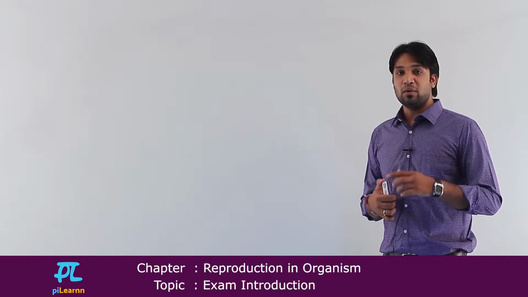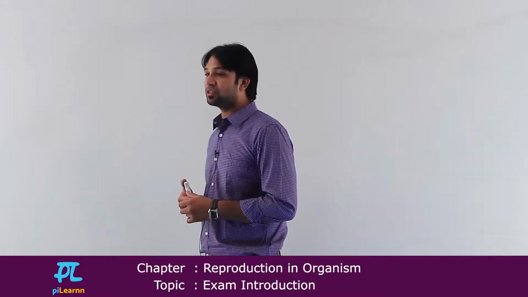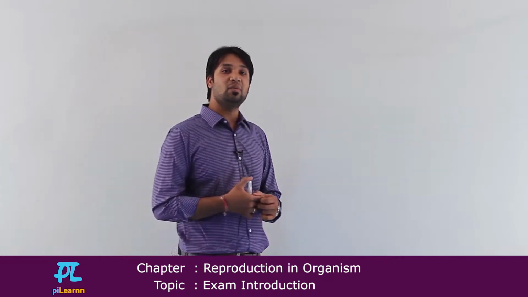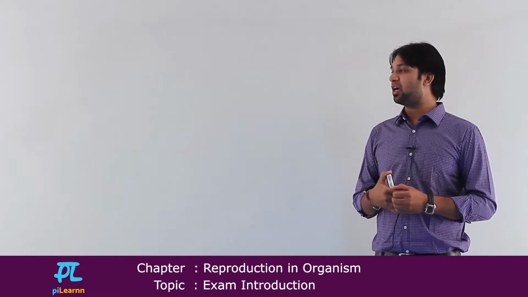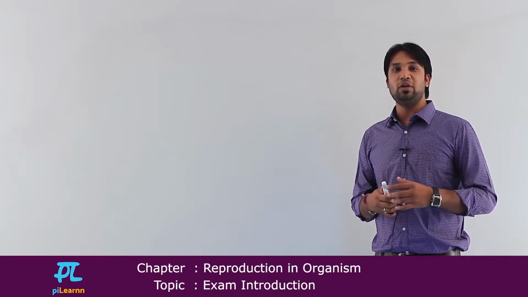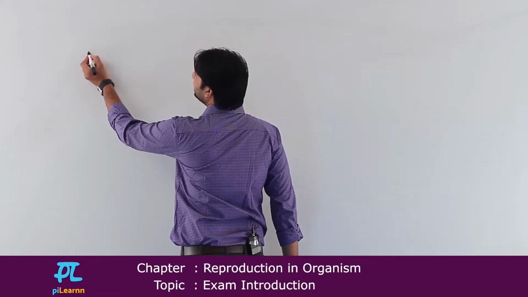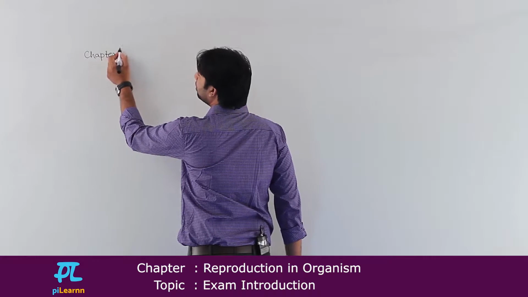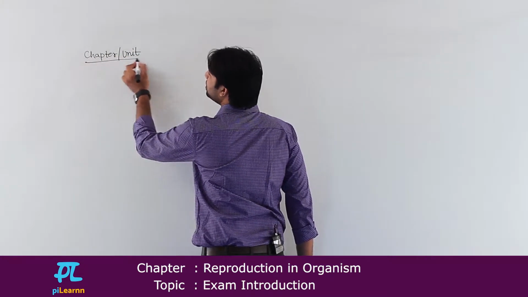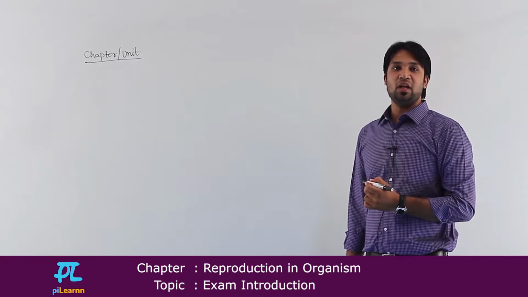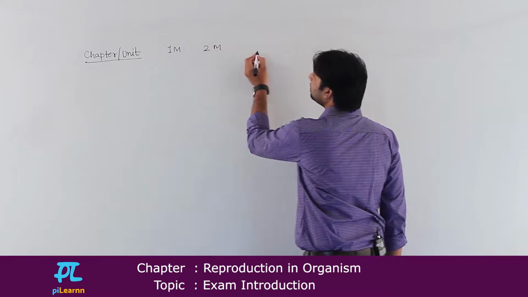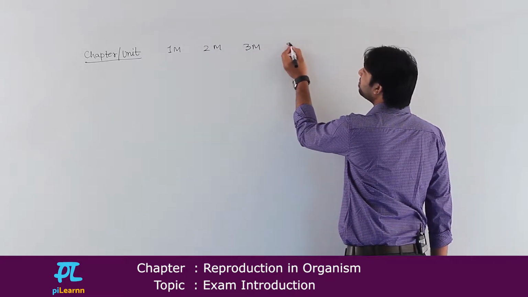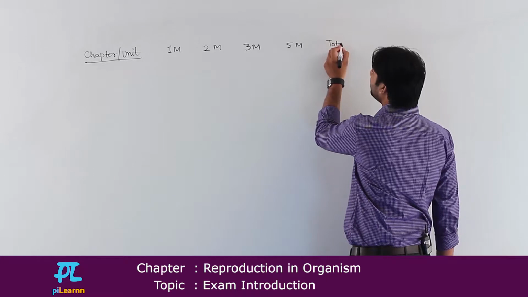So total, when you calculate all this, a 70 marks question paper will be there. And in that 70 marks question paper, you have to write all this, whatever questions will come in that, right? So let's make a blueprint of this entire board. Okay. So first of all, we will write the chapter or unit name. Each and every chapter and unit is having 1 mark question, 2 mark question, 3 mark question and 5 mark question. And here we will see the total.